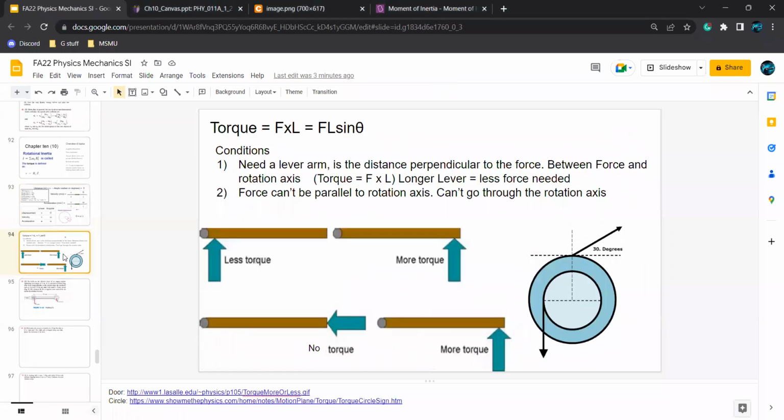All right, she also wanted me to go over torque. These are some notes from when we did torque in class. Note, you always need a lever arm, and you always need the thing to be perpendicular to the force. The longer of a lever you have, the less force is needed, and the force cannot be parallel to the rotation axis. So see this here, this should have no torque, because you're pushing directly into the axis, and it's not going to rotate at all. Same thing with here. If you were to pull down straight from here, then no torque.